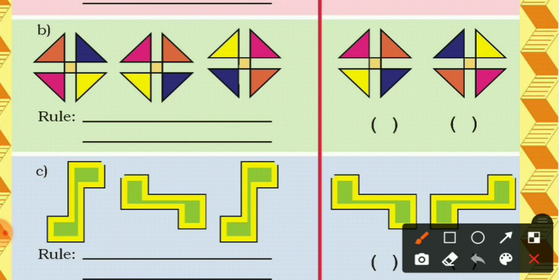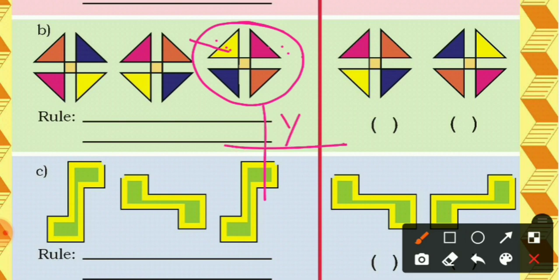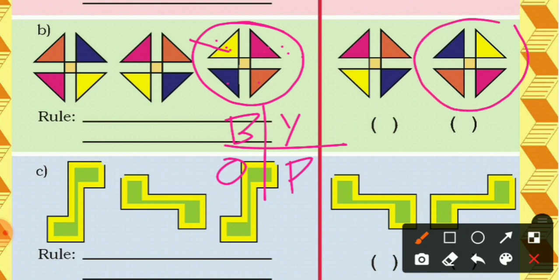So for the answer, check the third picture. The yellow triangle is on the left side, so it will come to the right side. Okay, yellow will be on the right side and the pink triangle will be on the down side. The orange triangle will be on the left down and the blue one will be on the left top. So we can see the second picture will be the right answer.